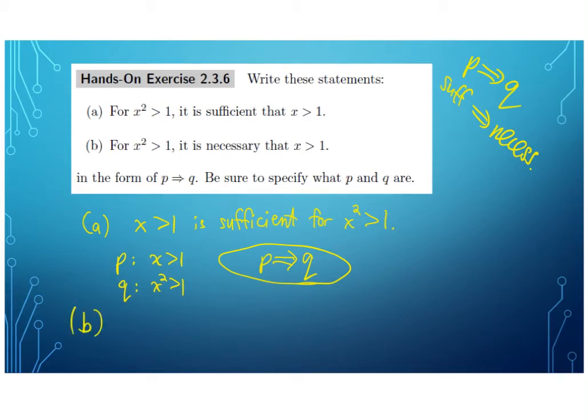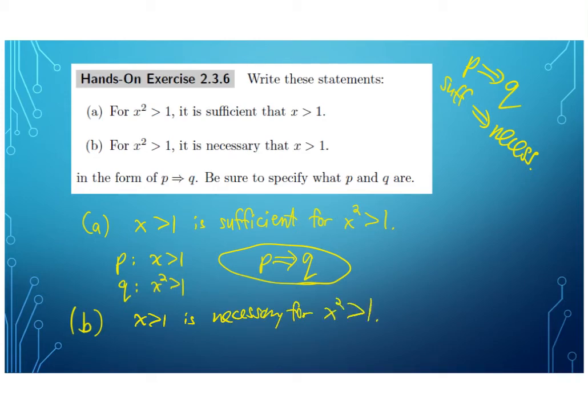Let's go on to part B. For x squared greater than 1, it is necessary that x is greater than 1. All right, so reasoning out loud again. What's the necessary thing? x is greater than 1 is the necessary thing. x is greater than 1 is necessary for x squared greater than 1.